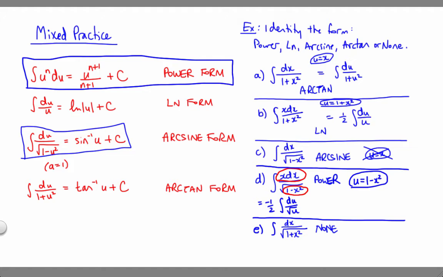It's not arcsine, although it looks close. The problem is the sign in the square root. So for arcsine you need a negative sign in the square root, so it's not arcsine. It's not arctan either. For the arctan form you don't want a square root in the denominator. We've got a square root here. So it's not arctan form either. It is, unfortunately, none of them.